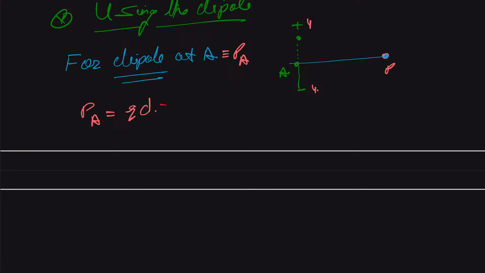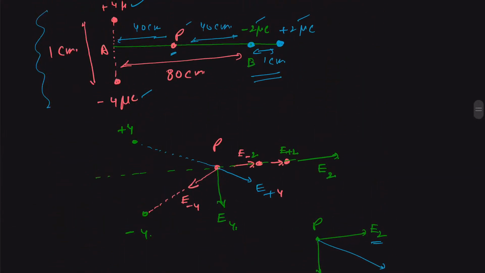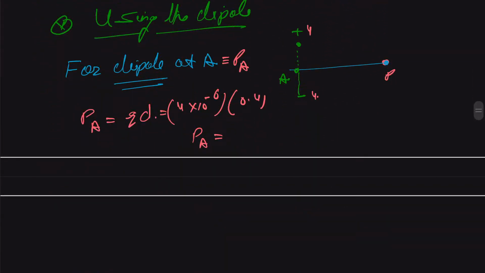So we already know this 4, so this is 10 raised to the power -6. The distance we know is 0.4. So we get our PA, that is the dipole moment because of this dipole at A, will be equal to, this will be coming as, this is 4. Okay, so this comes to 1.6 into 10 raised to the power -4.